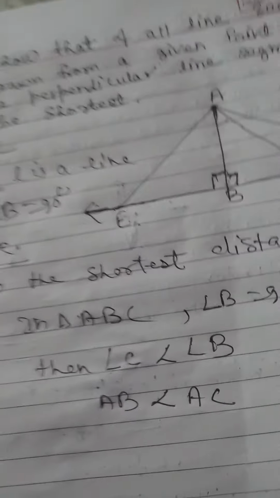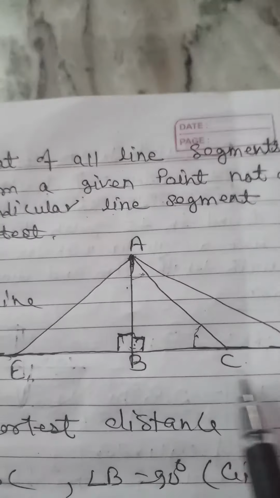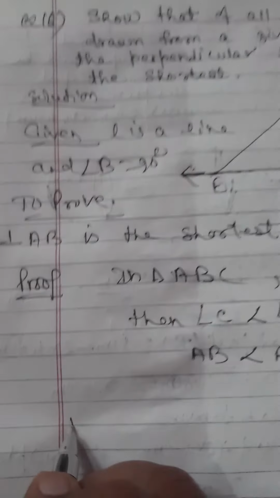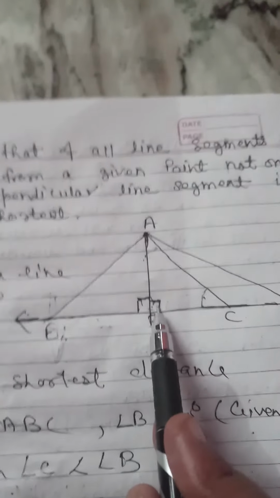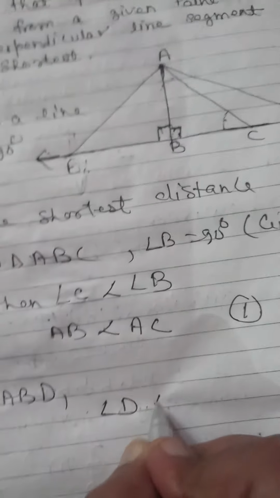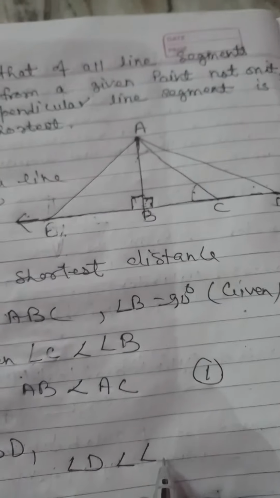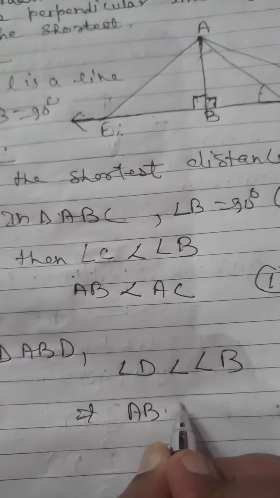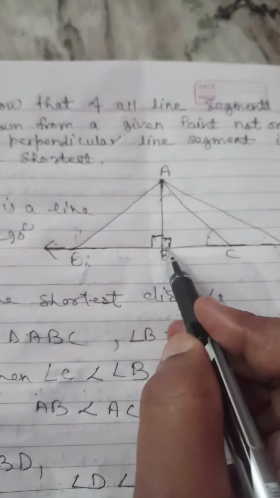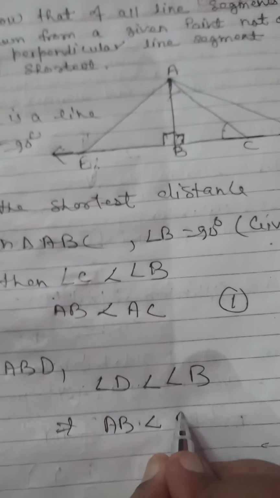Suppose this is first. Again, in a triangle, suppose the other point is D. In triangle ABD, also angle B is 90 degrees. It means angle D is less than angle B. The opposite side of angle D is AB, which is less than the opposite side of angle B, which is AD. Suppose this is second.